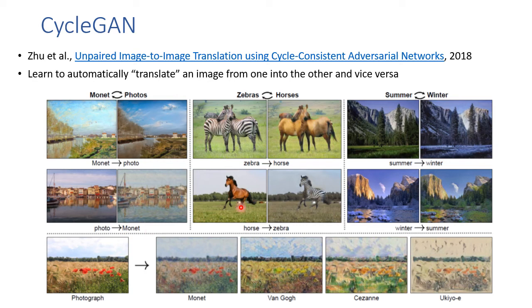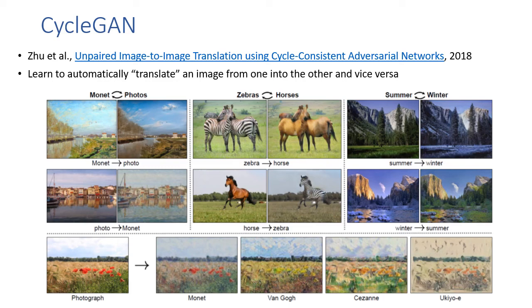It can also translate zebra into horse or horse into zebra, an image of summer into winter, or an image of winter into summer. And it can also be used to translate a photograph into a different style. So it actually replaces the neural style transfer. It's much faster than the neural style transfer. So we can use CycleGAN to translate images into different styles.